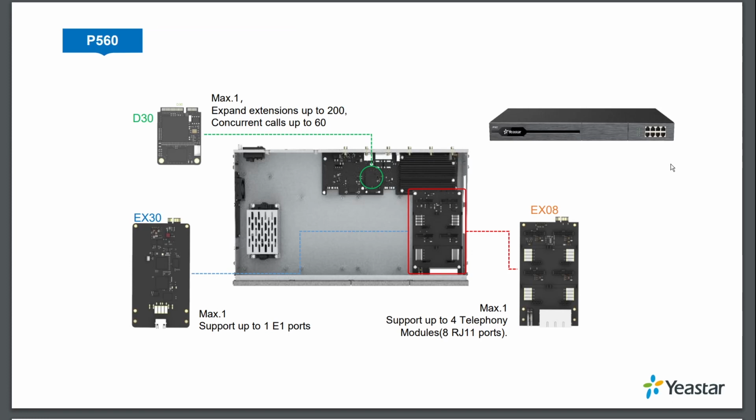All right, let's keep going. This is the way we customize the P560 if we want to make it work like the one in the right corner. See that one? If you want to customize your P560 like this, you first remove the cover. Then you take the D30 module and fix it on the system. You will have 200 users and 60 concurrent calls maximum.